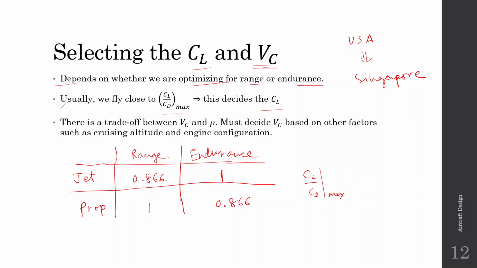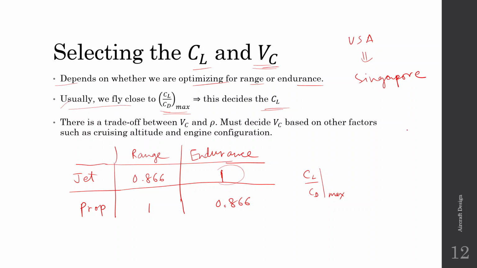But you can see that it is still almost close, right? For one case you are flying at CL by CD max, for the other case you are flying at like 86%, actually 87%, so almost close to CL by CD max only. So that is why I wrote that usually we fly close to CL by CD max, and this decides the CL. Okay, and now we come to the V cruise.